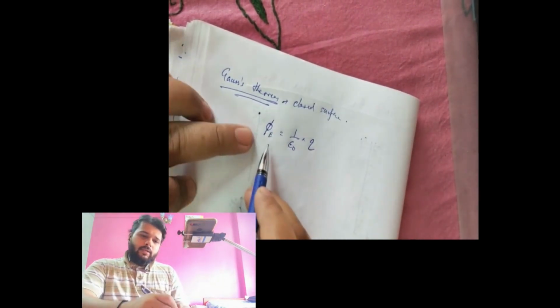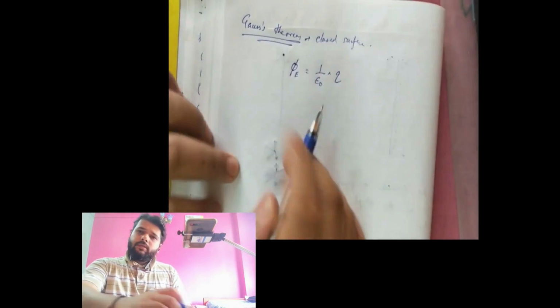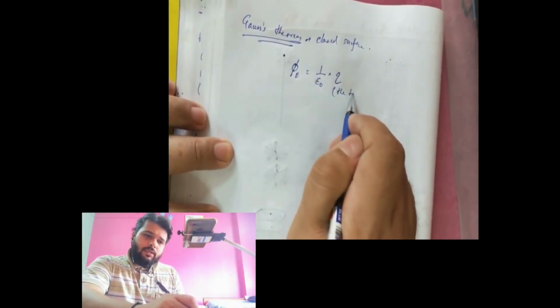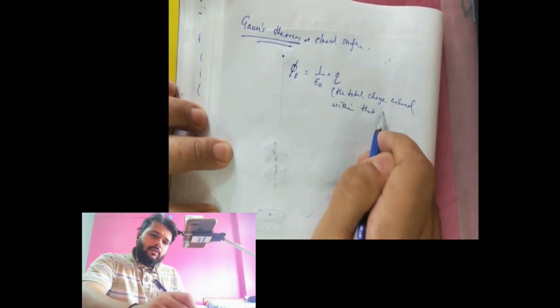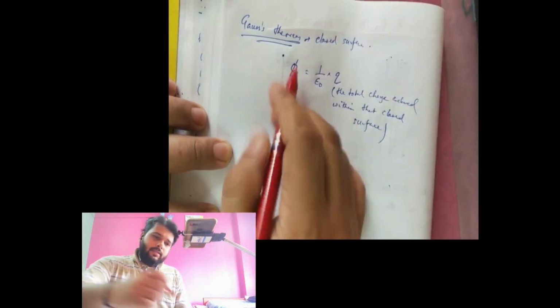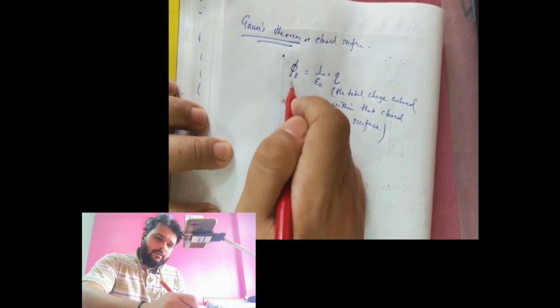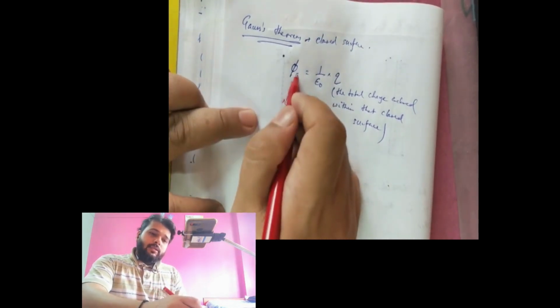So here the electric flux is equal to 1 by epsilon naught into Q. What is Q? This Q is total charge enclosed within that closed surface. The total charge enclosed within that closed surface. And we can also write this phi, electric flux, but this is what? Electric flux linked with the closed surface.